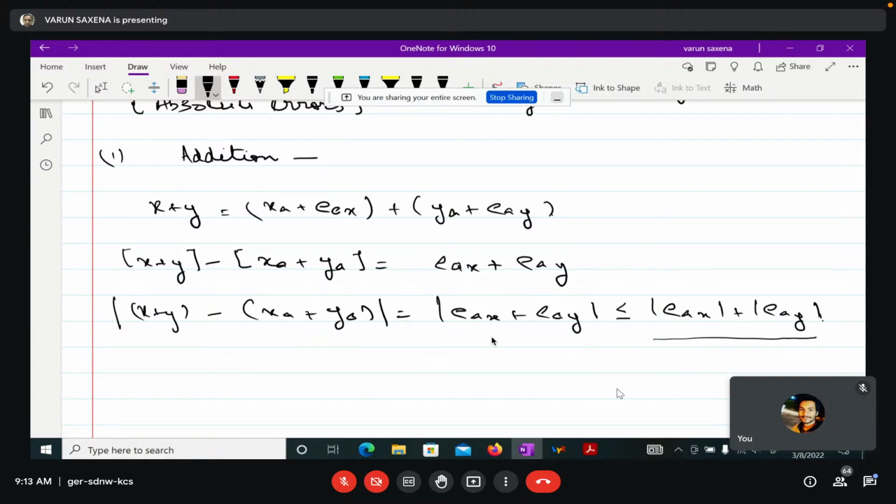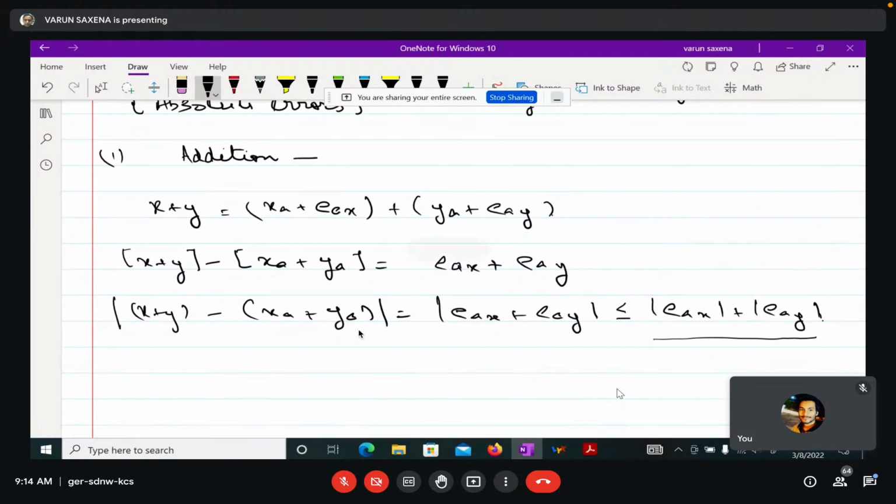So one can say that the absolute error in using xa plus ya as an approximation to x plus y is less than or equal to the sum of absolute errors incurred using xa as the approximation of x and ya as the approximation of y. So I'm not going to write it, I think it's evident, but I just wanted to make a point.